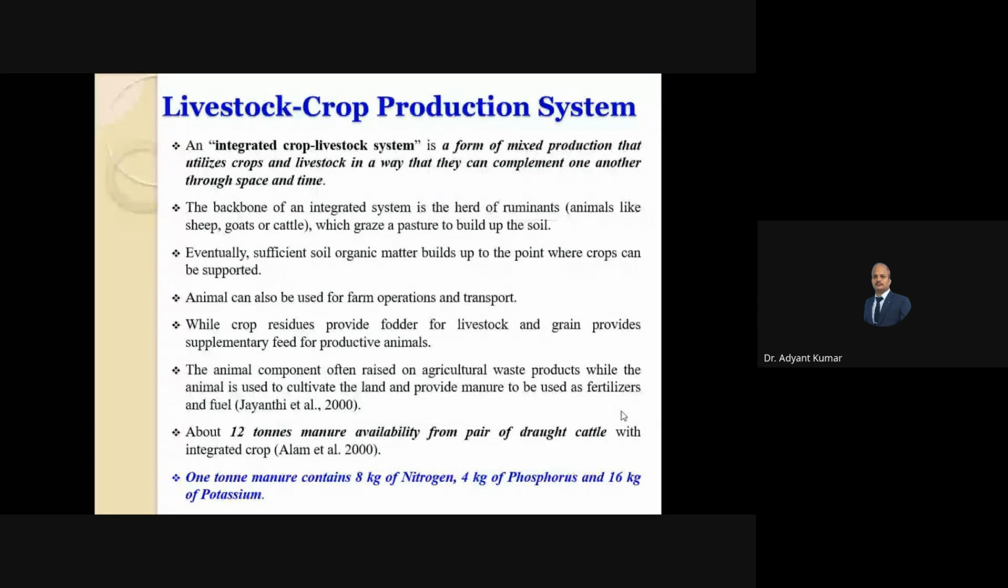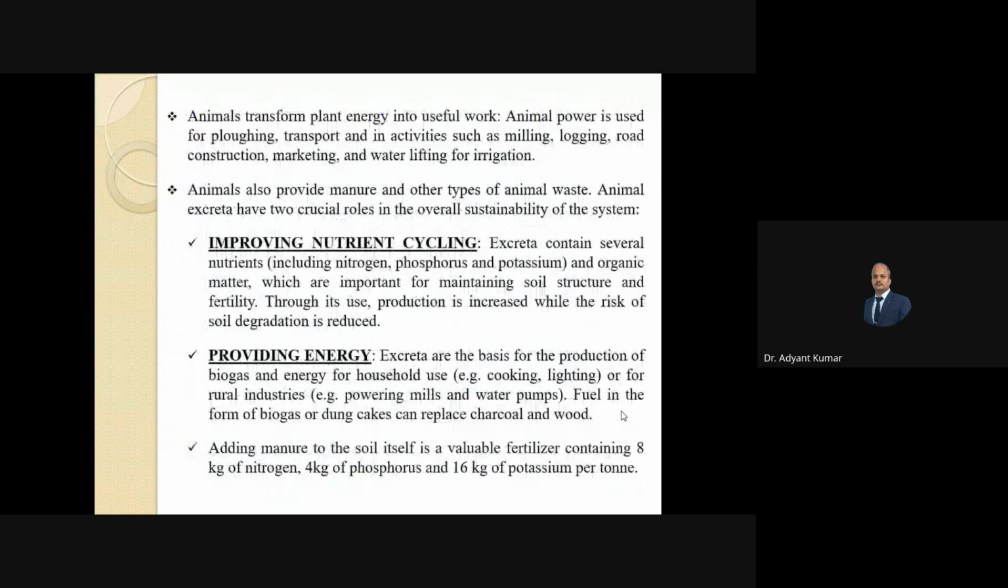It has also been noticed that about 12 tons of manure available from a pair of draught cattle can provide one ton of manure, which can provide 8 kg nitrogen, 4 kg phosphorus, and 16 kg of potassium. Thus, we can say that animals can transform plant energy into useful work. They can be used for plowing, transport, as well as in activities such as milling, logging, road construction, market, and water lifting for irrigation, etc.